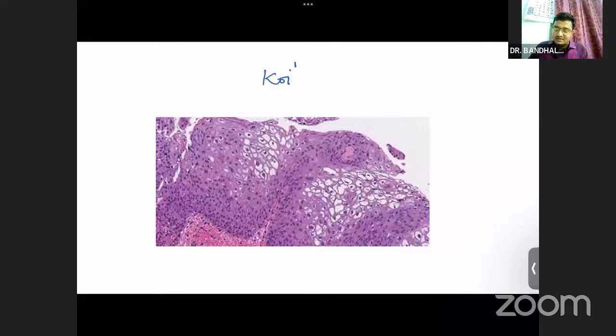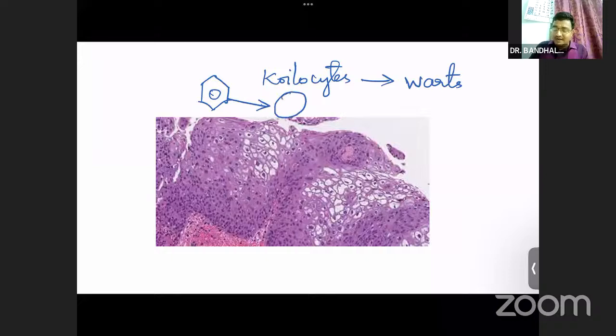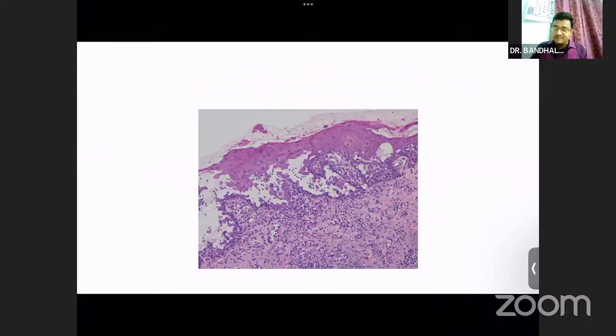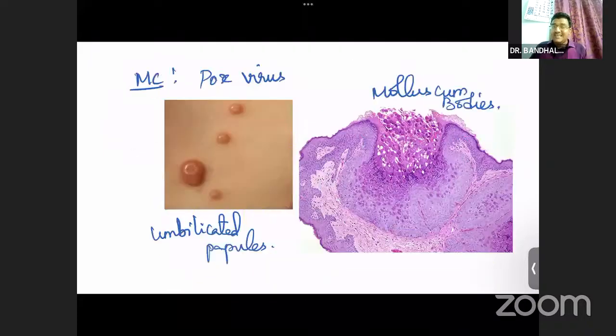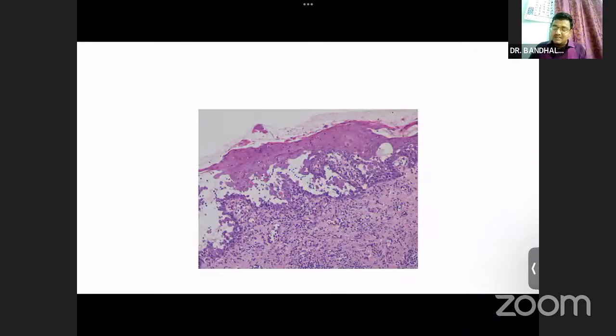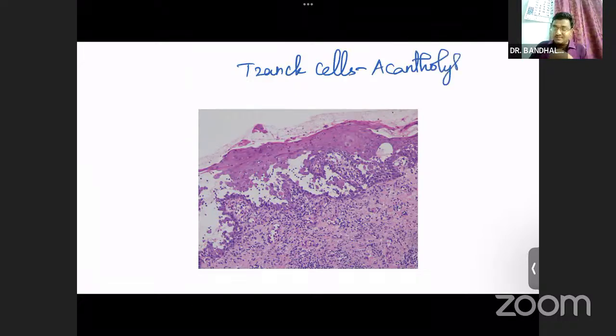So koilocytes are seen in warts. Normally keratinocytes are hexagonal with central nuclei. If there is an HPV infection, the cells become rounded and the nucleus is pushed to the periphery. This is the koilocyte, which is characteristic of HPV infection, wart. Then Tzanck cells are basically acantholytic cells, seen in the pemphigus group of disorders.